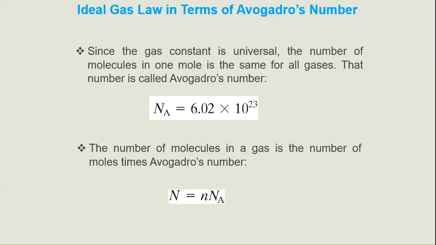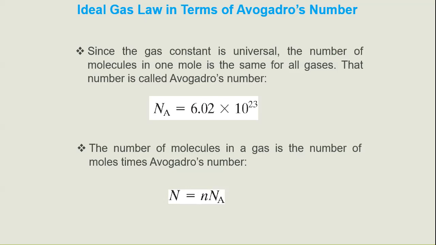So again, let's look at Avogadro's number. Why is Avogadro's number important in the ideal gas law? Because you have the mole, n, in your ideal gas law, so it is inevitable you will be using Avogadro's number. Let's look at what is written here. Since the gas constant is universal, the number of molecules in 1 mole is the same for all gases. That number is called Avogadro's number, given below.